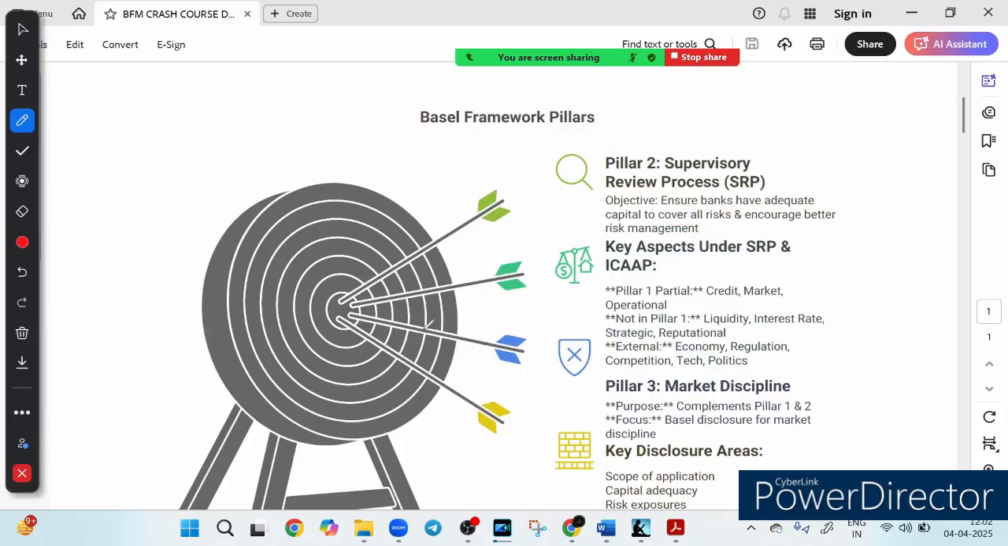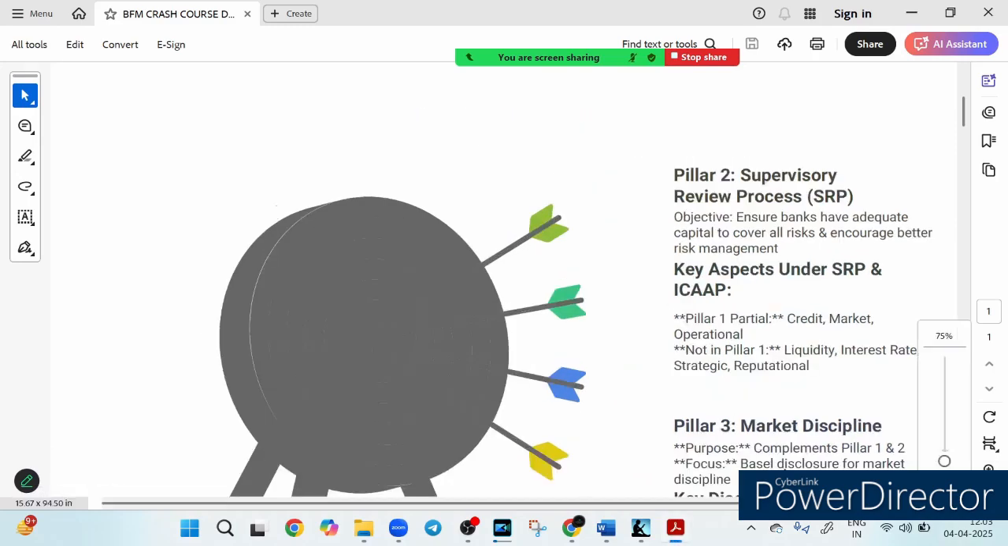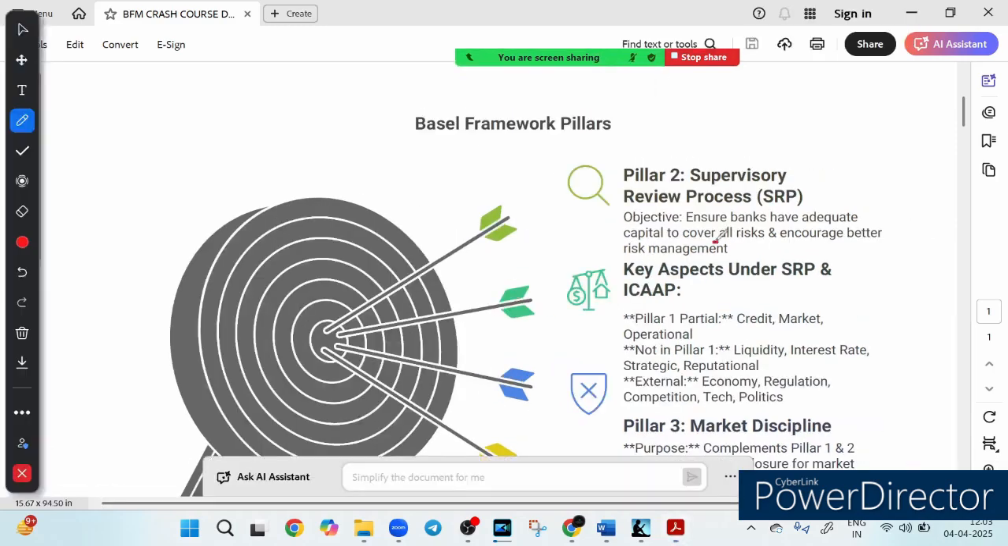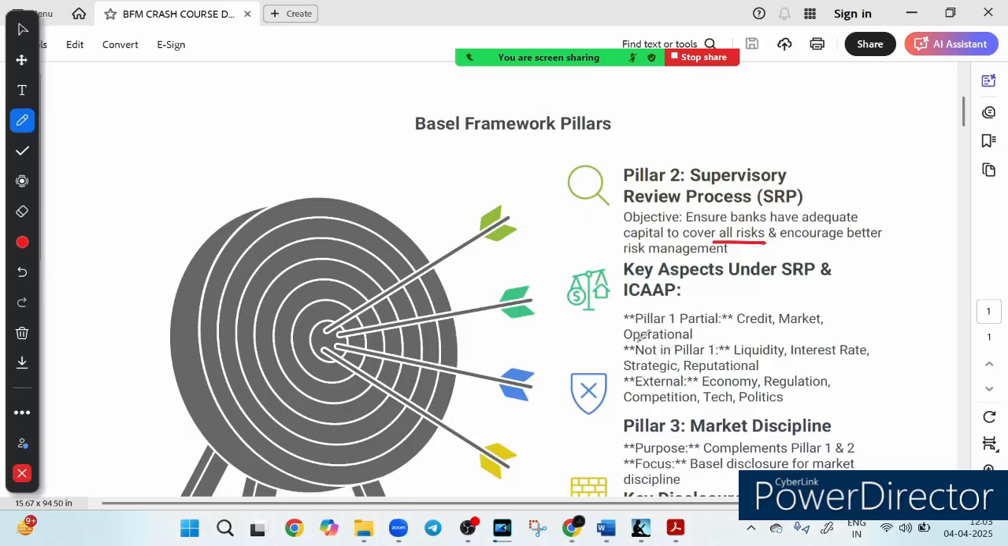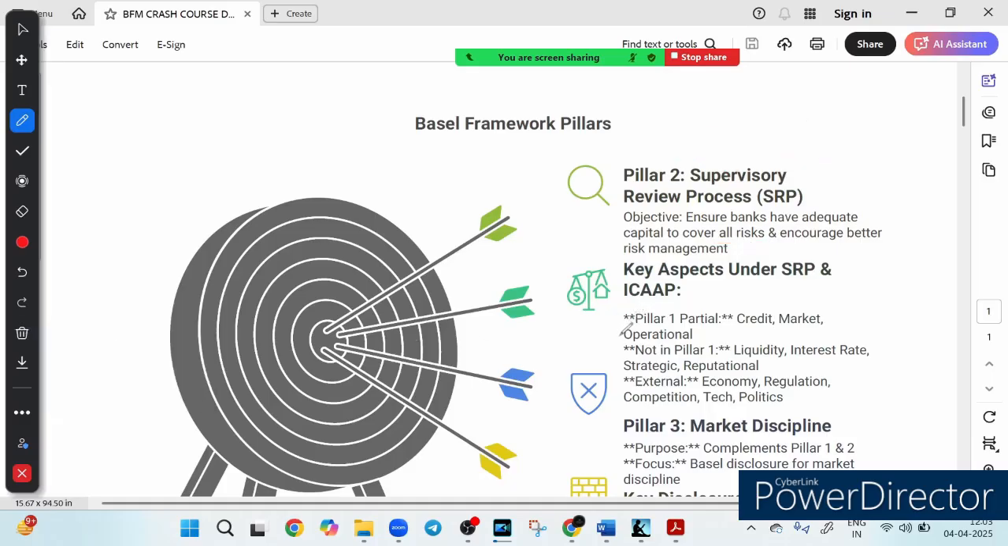That is what SRP ensures, not just what is under pillar 1. So what I'm telling you is that it ensures that banks have adequate capital to cover all possible risks. So all risks, this is the key point. Let me highlight it: all risks, not just those covered under pillar 1. So the goal is stronger risk management and financial stability. Now let's look at some key aspects under this SRP and ICAAP. Basically some risks are partially covered in pillar 1. What are the risks partially covered in pillar 1? Like credit risk, market risk and operational risk. But other risks are completely outside pillar 1.